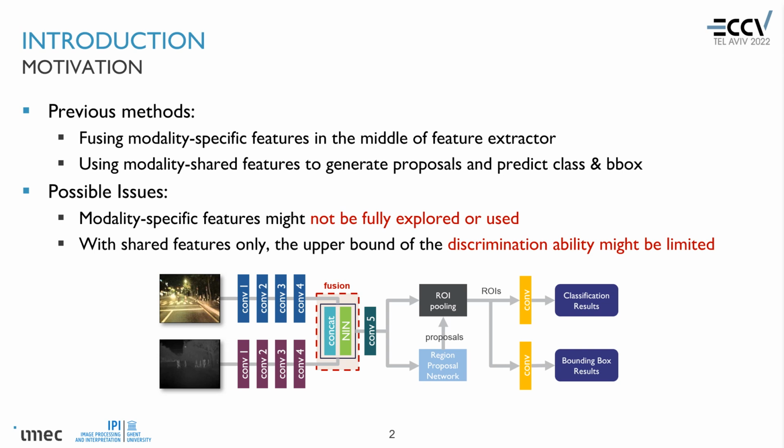Before region proposal, the features from the two modalities, thermal and RGB, are fused into the same feature space during feature extraction. They only focus on how to use the fused features, or we can call them modality-shared features, to perform region proposal and pedestrian detection, instead of exploring modality-specific feature extraction before the fusion process. So the modality-specific features might not be fully explored or used during feature fusion, and with the modality-shared features only, the upper bound of the discrimination ability might be limited.